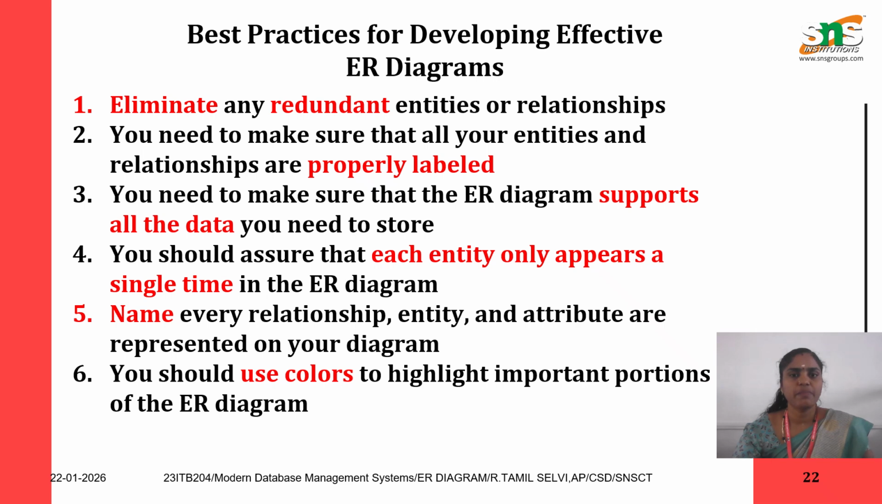Here are some best practices for developing effective ER diagrams. In the first one, we have to eliminate redundant data, that is entity or relationship. And second, we must properly label the entities and the relationships. And third, we must support all the data you need to store. And then fourth, each entity only appears a single time. And we must name every relationship, entity, or attribute. And finally, we can use colors to highlight the important portions of our ER diagram.